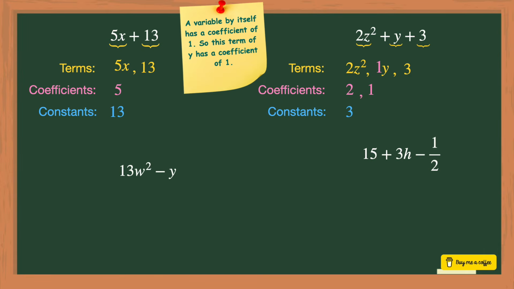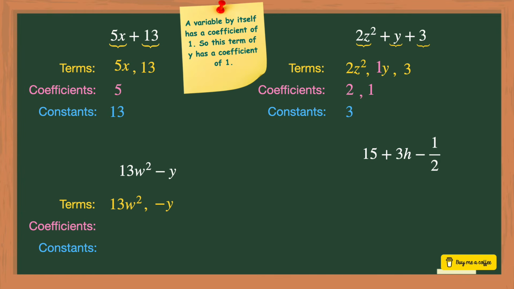The challenge in this next expression of 13w squared minus y is in identifying not only the terms, but the coefficients and the constants as well. So let's start with the terms. There are 2 terms, 13w squared, and you might think that the second term is y, but that would not be correct. Instead, the second term is negative y. The reason the y is negative is because terms carry the sign that is in front of them. So since there is a minus sign in front of the y, it is a negative y.